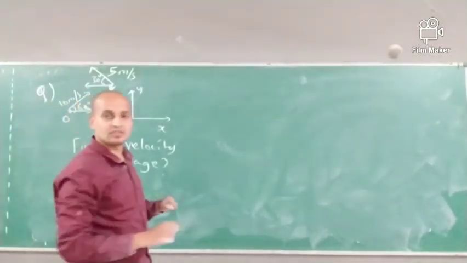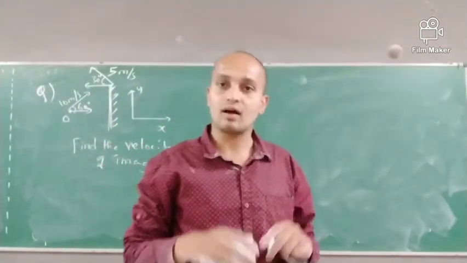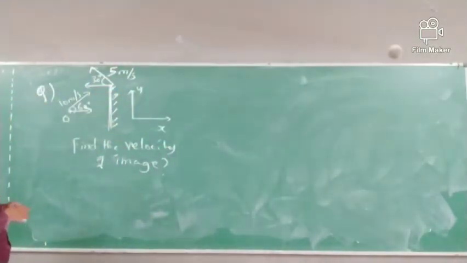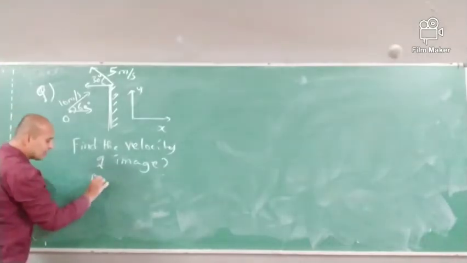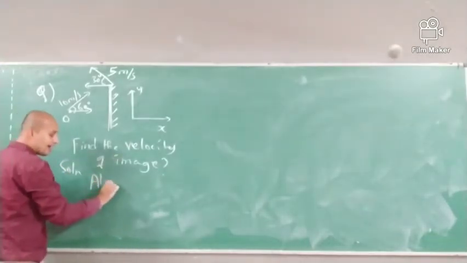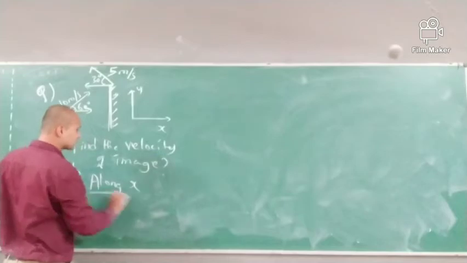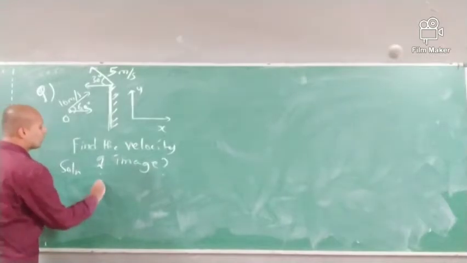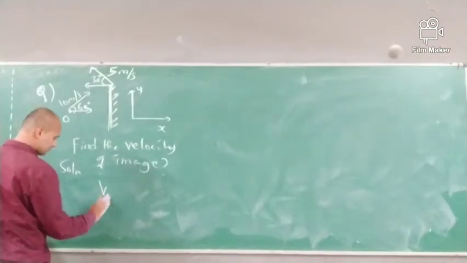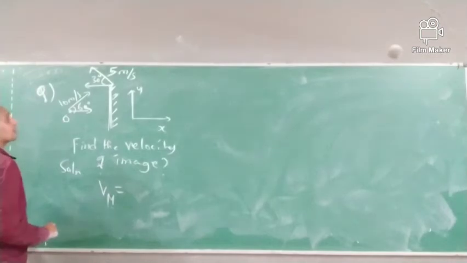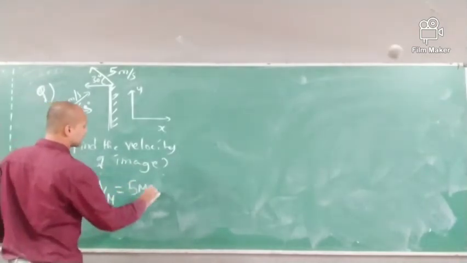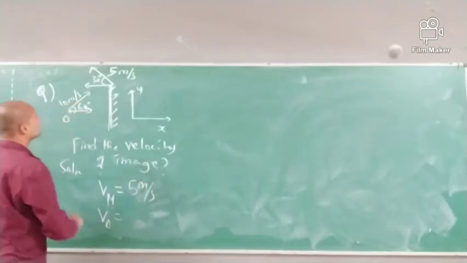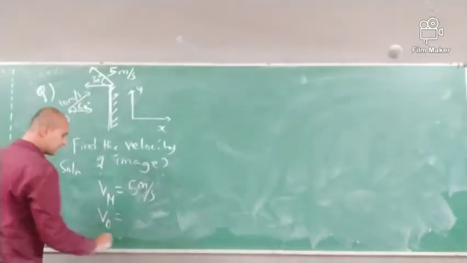When I ask to find the velocity of image, generally I will be finding the velocity of image with respect to ground. So along x-axis, if I take the solution along x-axis, before that let me write the given data. Given data are velocity of mirror. Velocity of mirror is how much? 5 meter per second. Velocity of object is how much? 10 meter per second.